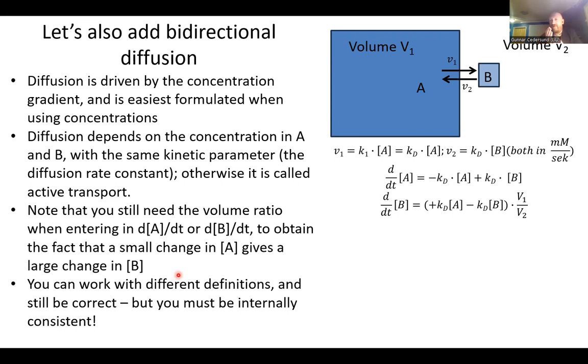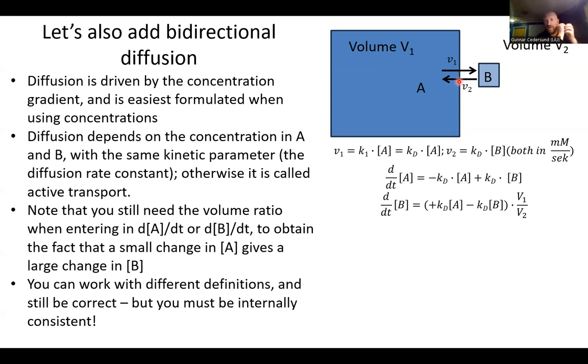And this is where I've told you that you can do this in different ways. You could formulate this in amounts directly if you want to, but then you need to keep track of how K1 and K2 relate to each other because of the volume difference. The two parameters will be different then, and the ratio between those two parameters will be the ratio between the volumes. So you can do things in different ways, and therefore it's very, very easy to do things wrong here, because you have these different options, and there is not one standardized way of doing this.